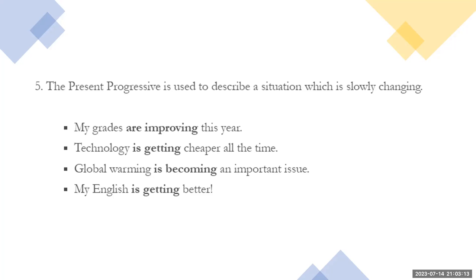Okay, what can you tell me about these examples? Ojo con lo que dice arriba, que el presente progresivo también se usa para describir situaciones en las cuales van dando cambios de forma lenta. Okay. I don't know if you have any questions so far from here. No sé si tienen alguna duda, pregunta hasta acá. No, teacher. Okay, let me continue then.